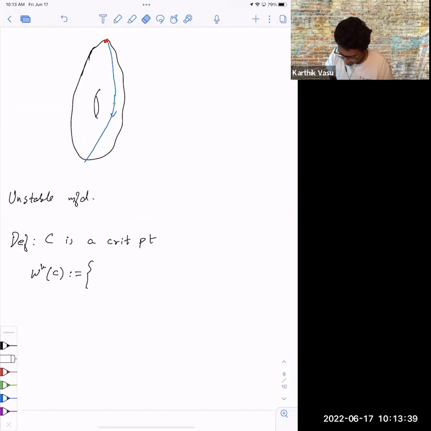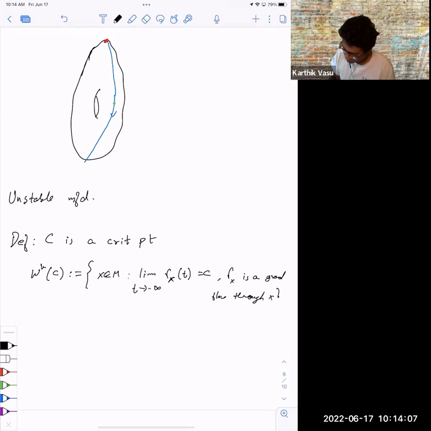unstable manifold. So all points X in M, such that the limit as t goes to negative infinity, take any gradient flow starting at X, this has to be C, where gamma X passes through X.